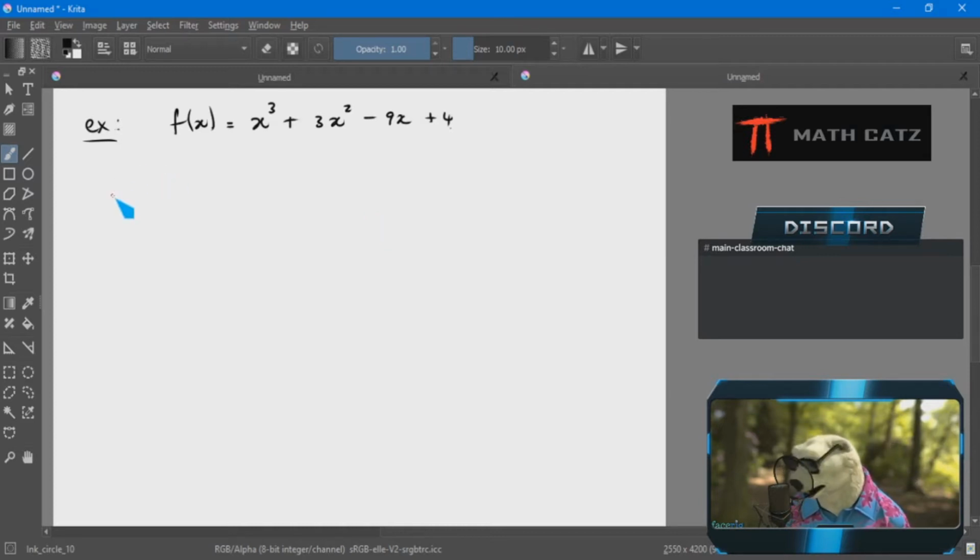Increasing, decreasing behavior will really start to fill in the shape of the graph. But for that, I need to find the derivative. So I have 3x squared, all basic properties, plus 6x minus 9. Now I want to factor this, and I can start by taking out a 3. That's going to help me a whole bunch.